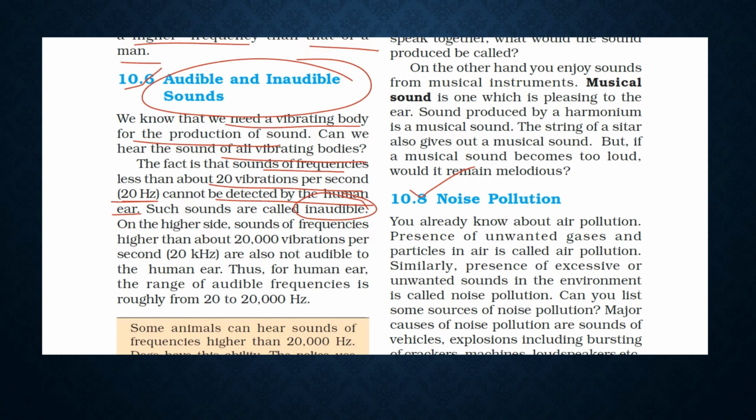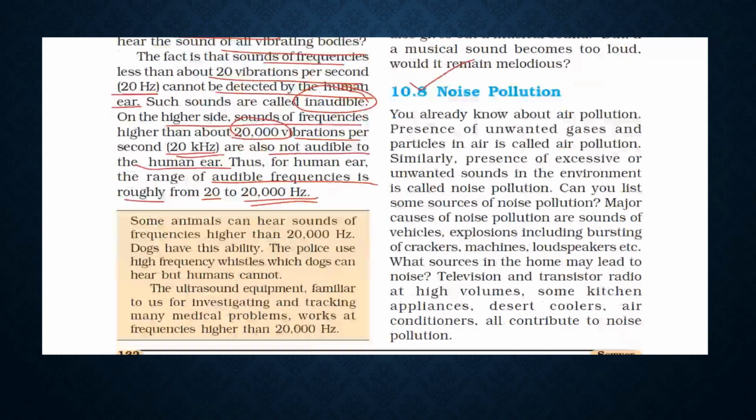So, sounds which are not audible. On the higher side, sounds of frequencies higher than 20,000 vibrations, that is 20 kilohertz, are also not audible to the human ear. So thus, for the human ear, the range of audible frequencies is roughly from 20 to 20,000 hertz. On the higher side, sounds above 20,000 vibrations are also not audible. So there is a range from 20 to 20,000 hertz, and that is the range of the human ear.